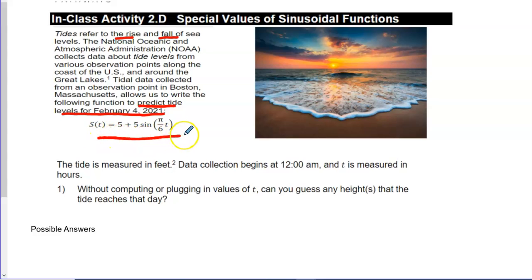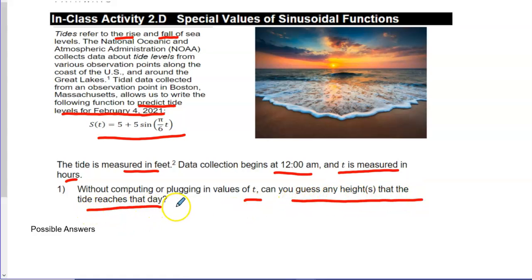And that is the function S of t equals 5 plus 5 sine pi on 6t. The tide is measured in feet squared. Data collection begins at 12 a.m. and t is measured in hours. Without computing or plugging in values of t, can you guess any heights that the tide reaches that day?